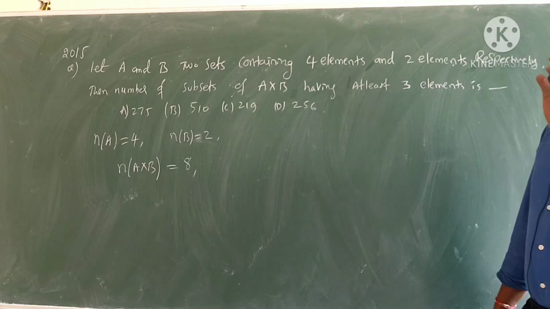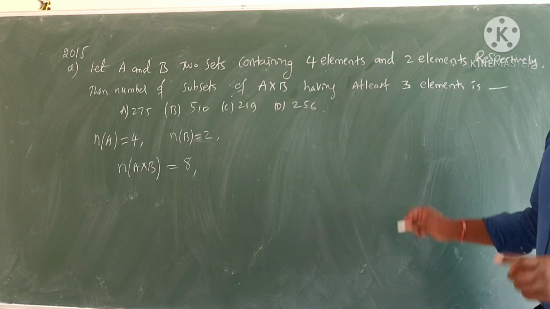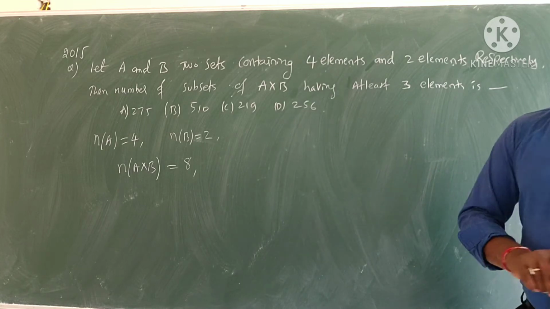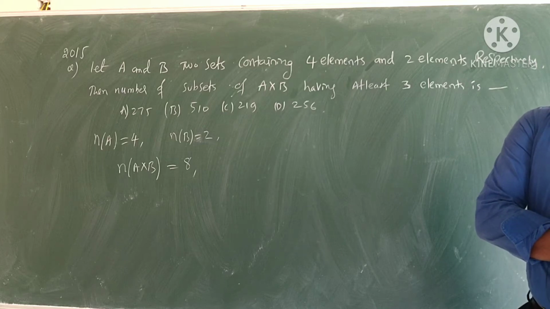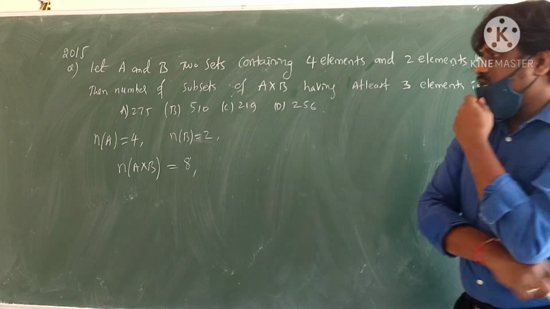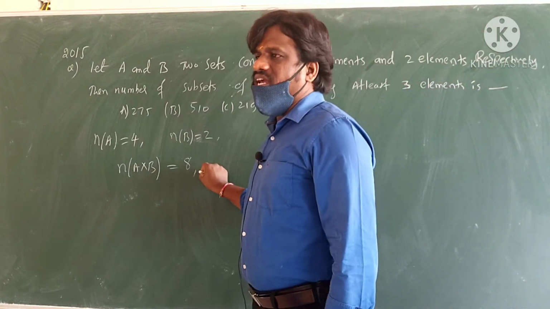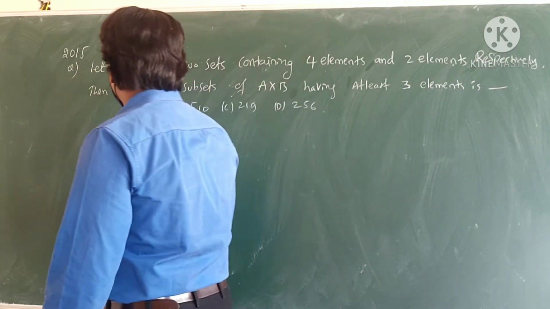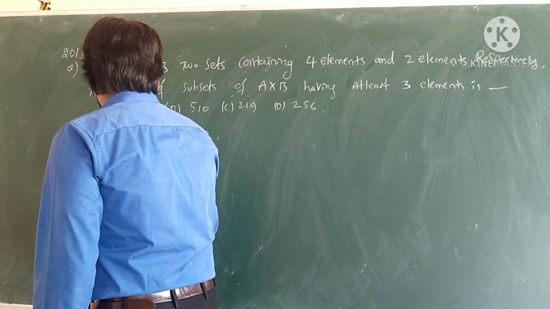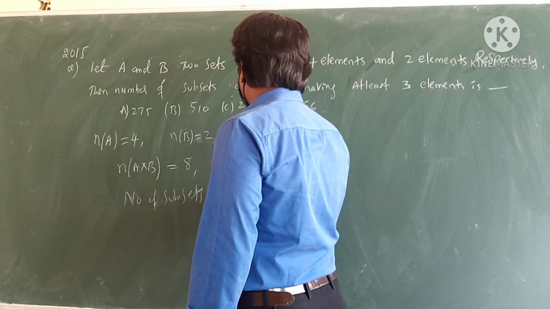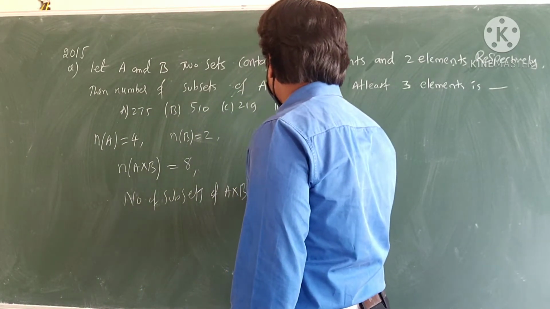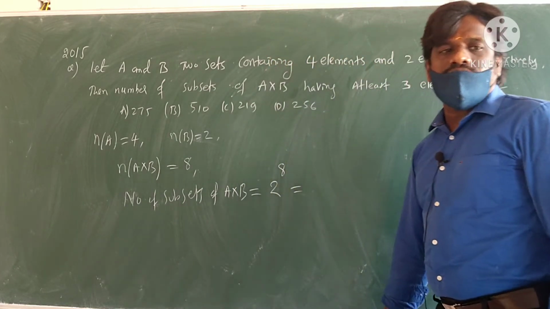Then he is saying the number of subsets of A cross B. See, suppose a set has N elements, the number of subsets will be 2 power N. Now A cross B has 8 elements, so the number of subsets of A cross B will be 2 to the power of 8. 2 to the power of 8 means how much?